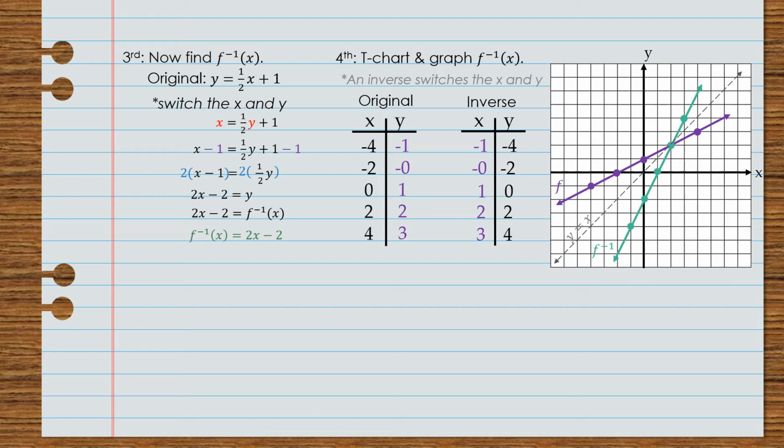Now, going back to the t-charts, notice our original t-chart, our x values, that's known as our domain. But whenever you switch your x and y, that domain now becomes the range of the inverse. And on the original, our range, whenever we switch it, now becomes our domain of the inverse. I hope you see that too.